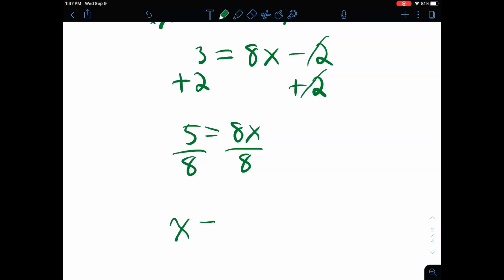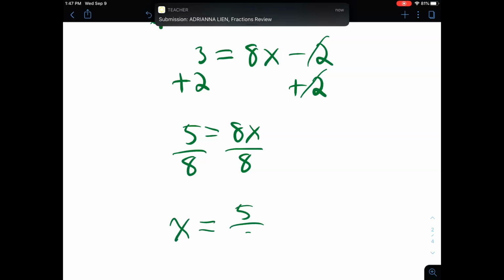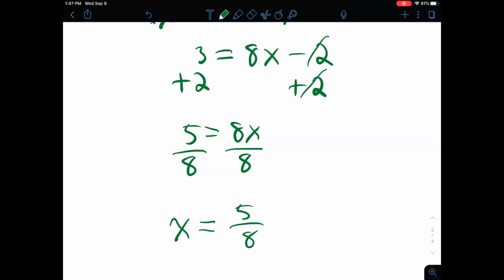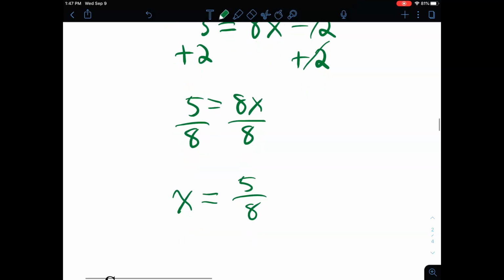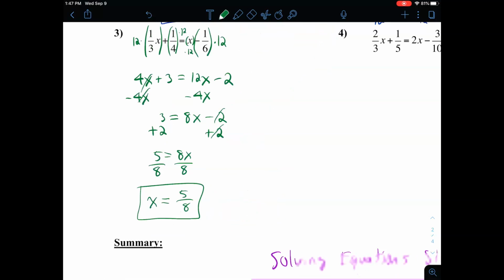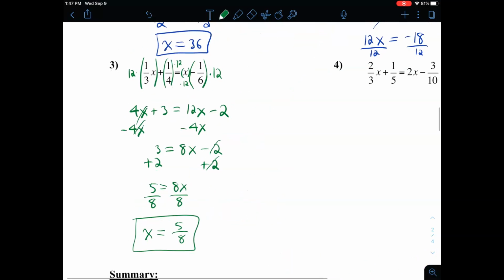Last step, divide by 8. I'm going to flip things around here. X equals 5 over 8. Does 5 divide by 8 nicely, or can we reduce that? We cannot, so there's our final answer. Pause the video here if you need to write down the rest of the work.